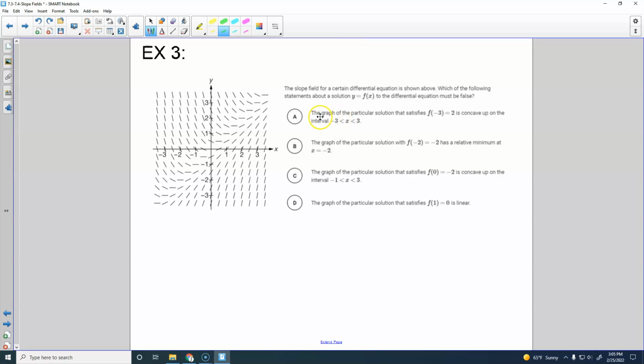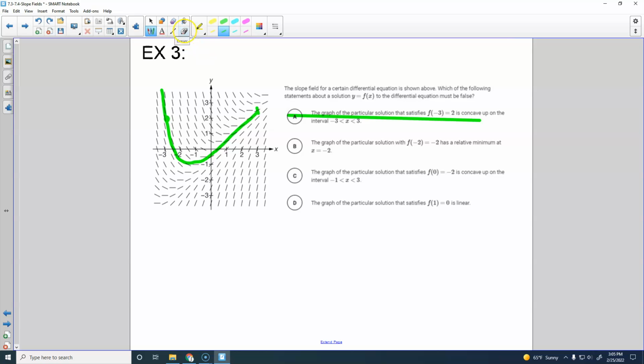Which of the following statements about a solution y equals f of x to the differential equation must be false? First it says the graph of a particular solution satisfies f of negative 3 equals 2. So let's graph that point. Negative 3, 2 is right here. It's going to be concave up. If I try to draw something in here that follows the pattern of what's happening, is it concave up? Yes. So it is true, so that's not the answer because it asks which one's false.